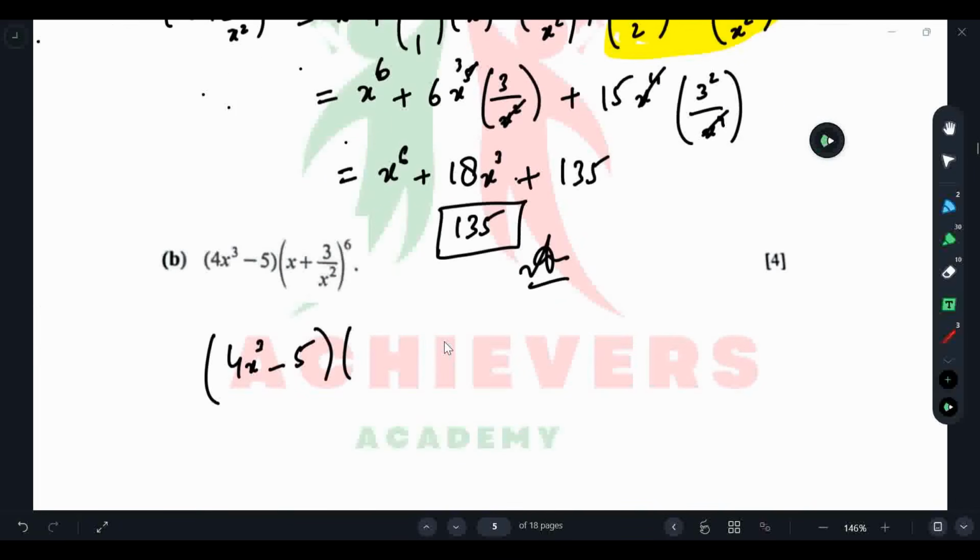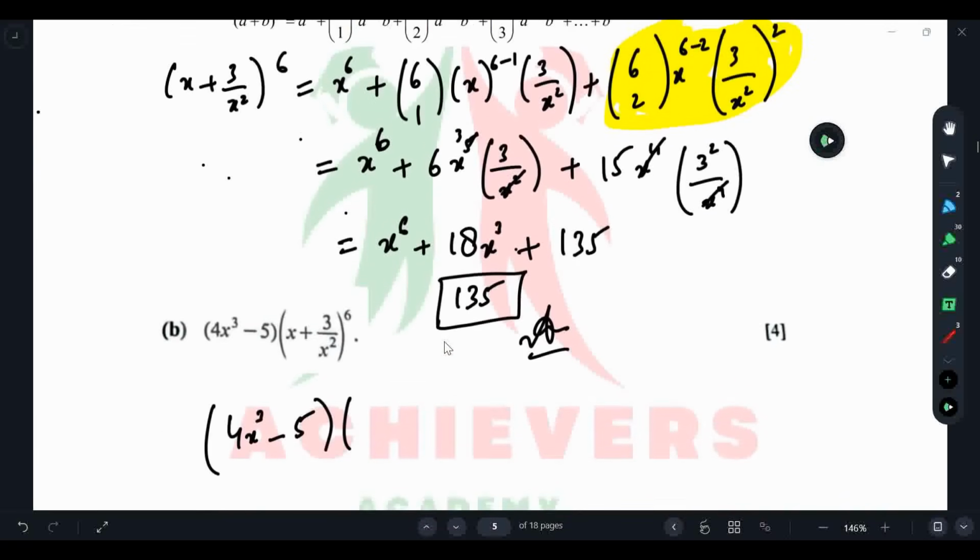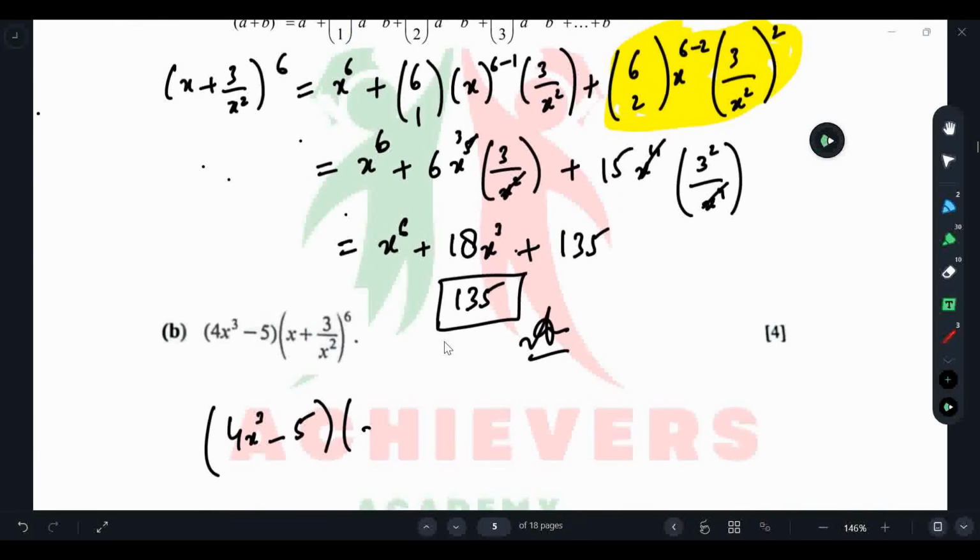Okay, so if we expand it, the expansion will be same. So x power 6 plus 18x cube plus 135. Okay, we can go further, but I think this that is it. But I think we can simplify it more.